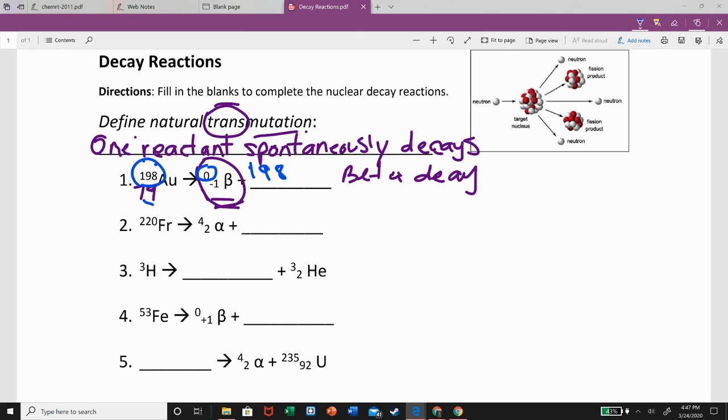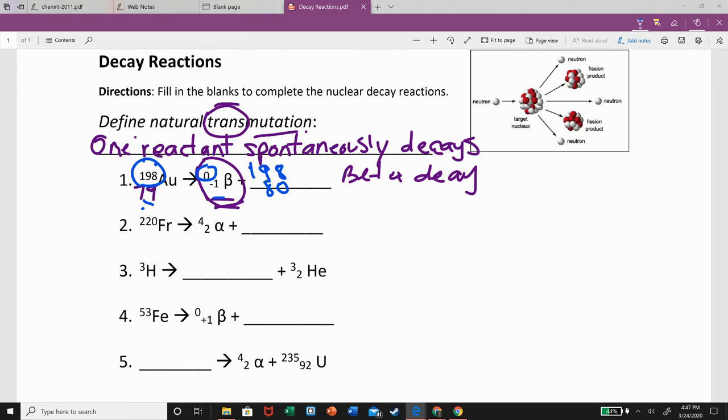I have a 79 over here and a negative 1. So then I have to figure out what number plus negative 1 is going to be equal to 79. Well, then that's going to be 80, right? Because 80 plus negative 1 equals 79, right? It's not going to be 78 because a 78 plus a negative 1 would be a 77. So actually your atomic number is going up in this case. So then now I have a top number and a bottom number.